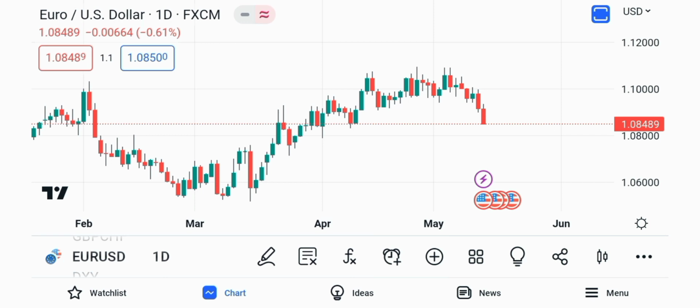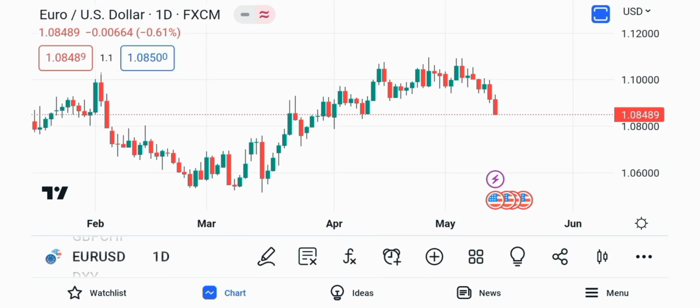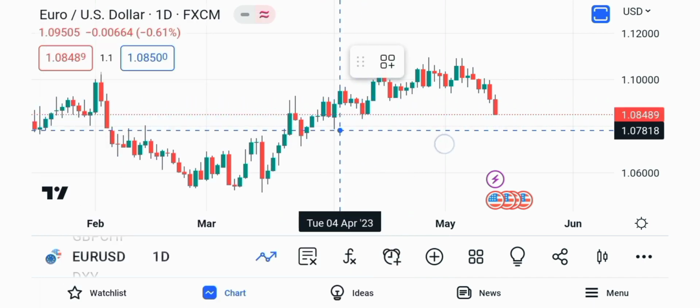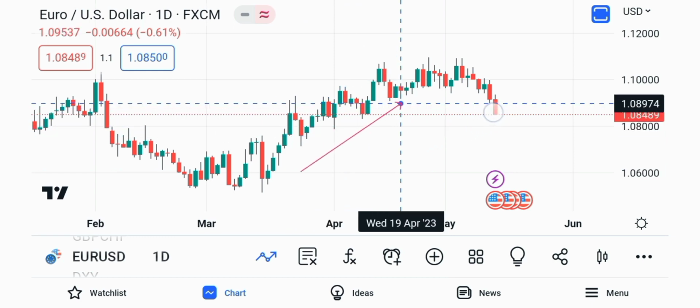Now, starting with EURUSD, we are going to use top-down analysis. What top-down analysis simply means is that we are starting analysis from a higher time frame to a lower time frame. Looking at EURUSD, we can see that EURUSD was in an uptrend. You can see this flow in an uptrend here.